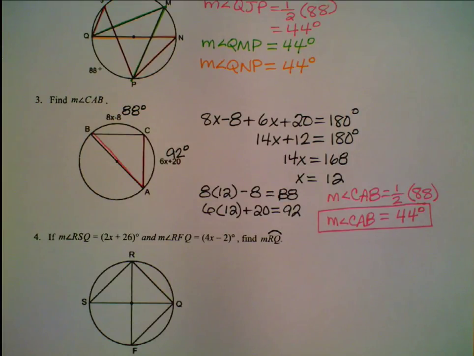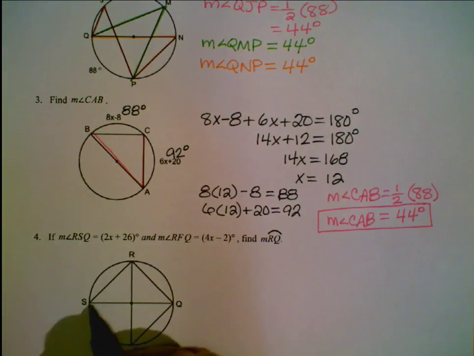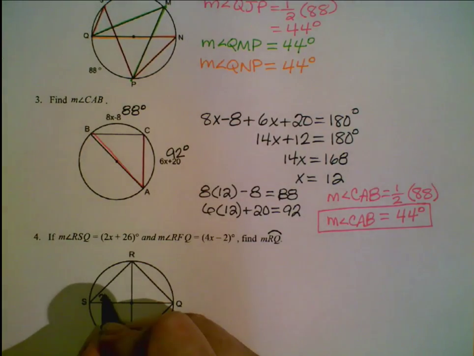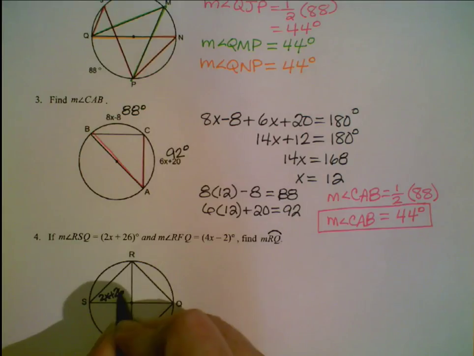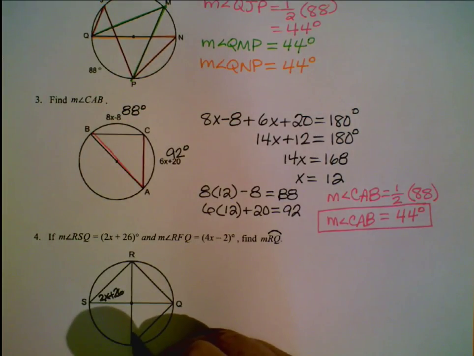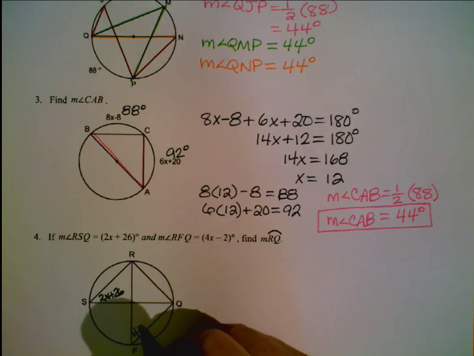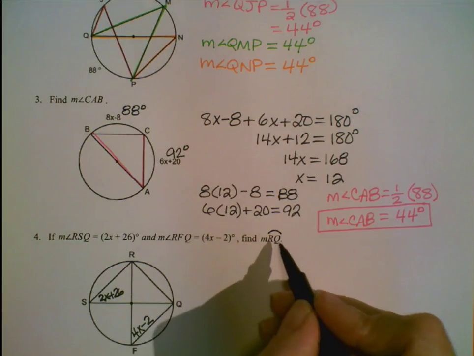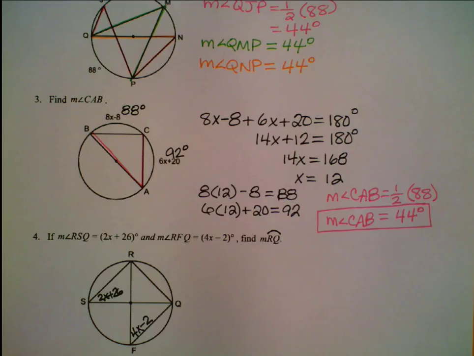All right, last one, number 4. If the measure of angle RSQ is 2x plus 26, so RSQ, 2x plus 26. And the measure of angle RFQ is 4x minus 2, so here's my RFQ. Find the measure of arc RQ. Okay, so I'm trying to determine the measure of this arc here.